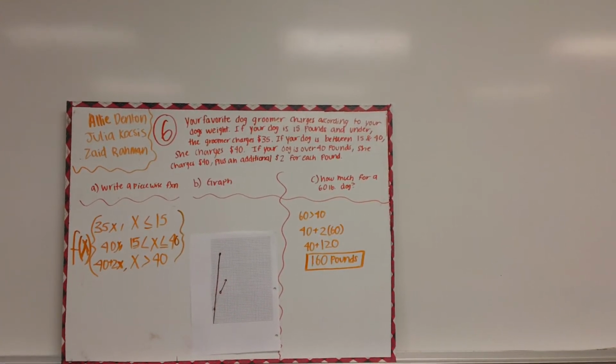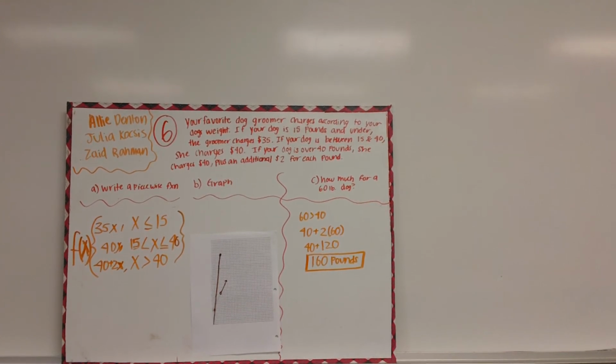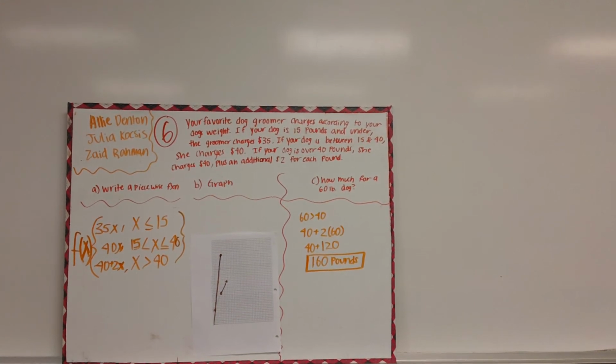For part A, we wrote 35 with the rule of x is less than or equal to 15, because the problem said 15 pounds or under, so we would include the 15 when we graph. The other equation was 40 with the rule of 15 is less than x is less than or equal to 40, and 40 plus 2x with the rule of x is greater than 40.